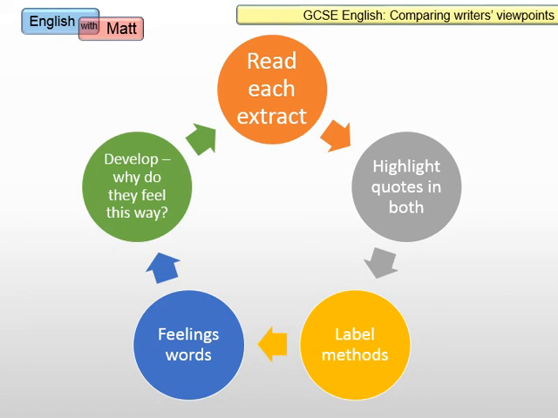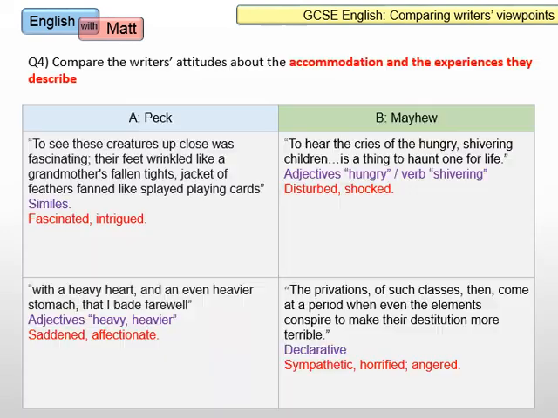We need to now come up with some words that we would use to describe what these attitudes are of the writers based on these quotes. And I've done that here in red. So we could argue that Peck is fascinated, intrigued, and then he moves on to be saddened and affectionate when it's time to leave the hotel. On the other hand, we could argue that Mayhew is disturbed and shocked, and then later sympathetic, horrified, and angered by what he sees.